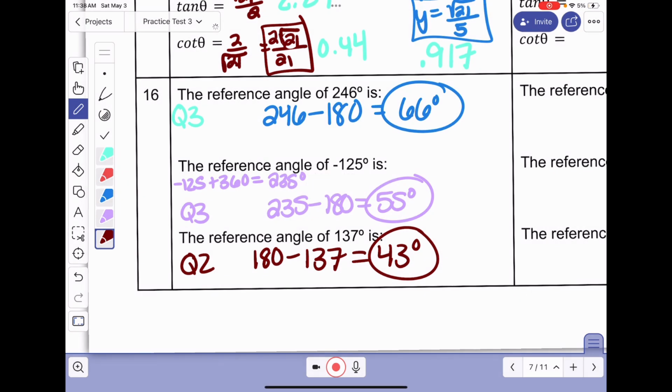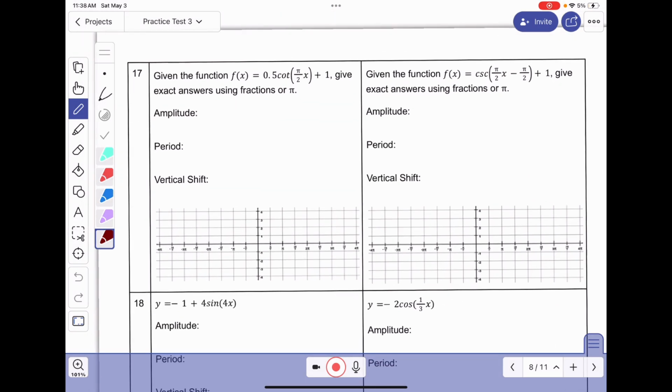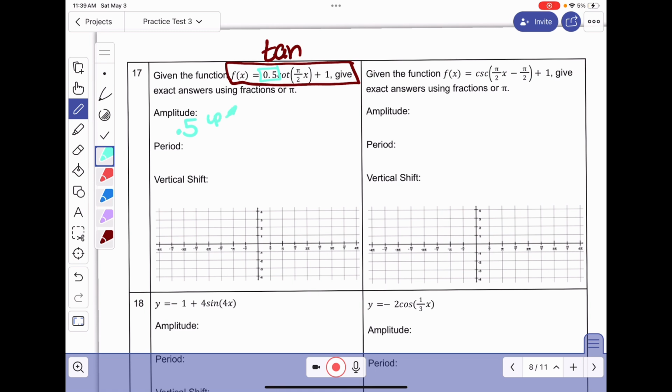All right, let's do a couple more graphs. All right, so this one's cotangent. So we're going to start by graphing tangent, because that makes our life easier. It says give exact answers, but that's what we've been doing all along, so that's pretty straightforward. Amplitude is the absolute value of A, so it's 0.5. Tangent's positive, so it's going to go up to the right. Period of tangent is pi.